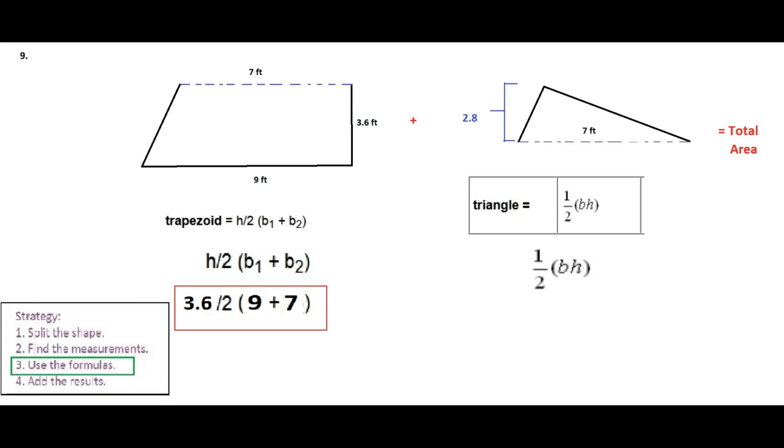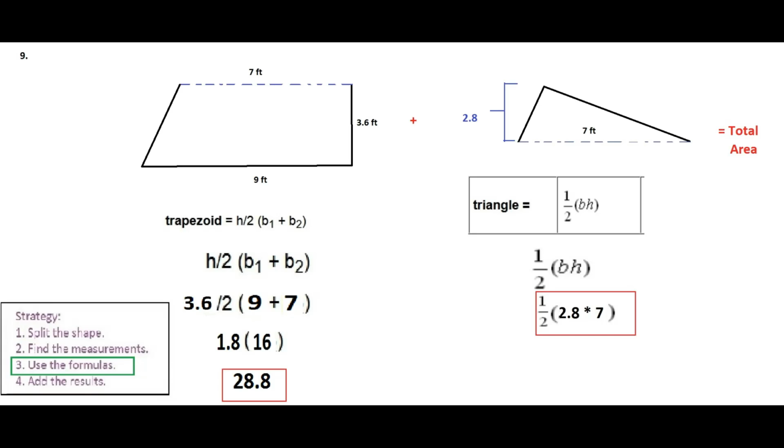3.6 divided by 2 times the quantity, 9 plus 7. Where is that coming from? 3.6 is our height for that bottom trapezoid. The base 1 is that 9 at the bottom for that bottom line segment. The 7 is the line segment length at the top. So 9 plus 7 is 16, and 3.6 divided by 2 is 1.8, and we have 28.8.